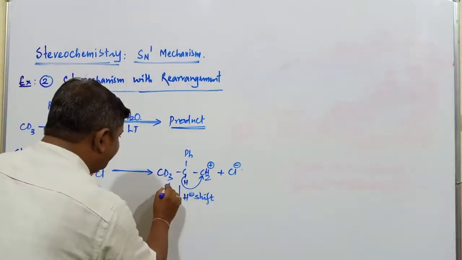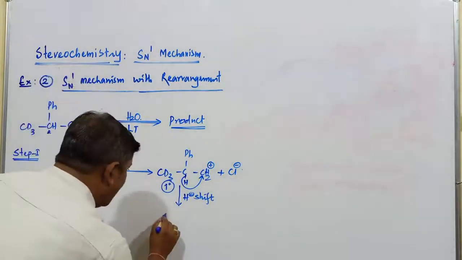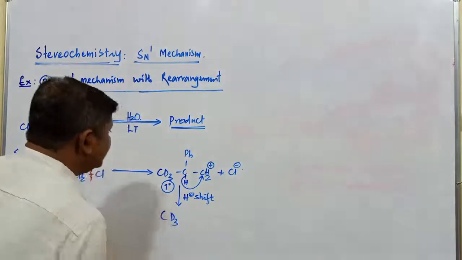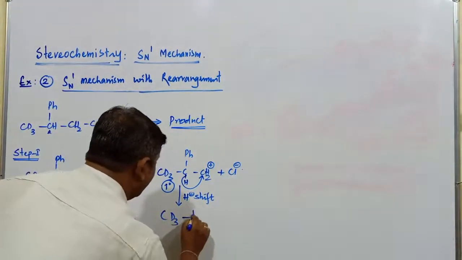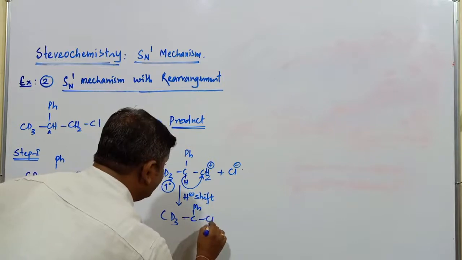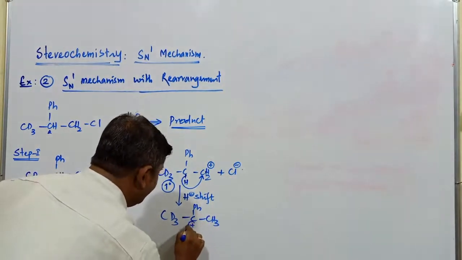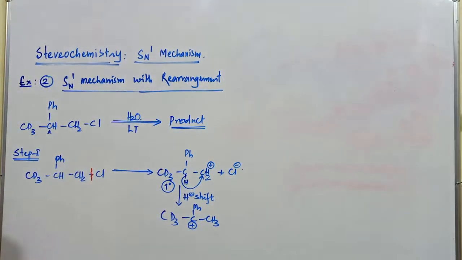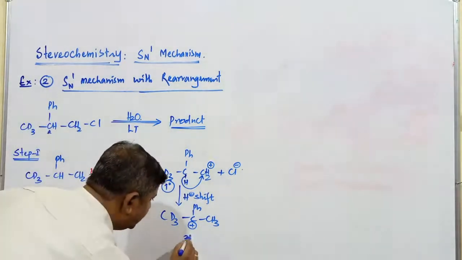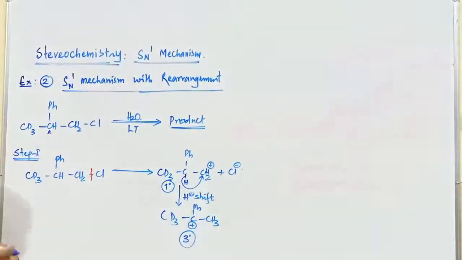Basically this was the primary carbocation. Now after the shift, what happened? This is CD3, next one C, it is Ph, after this it is CH3, where we write the positive charge on this carbon atom. Now this carbocation is a tertiary carbocation, 3-degree carbocation.